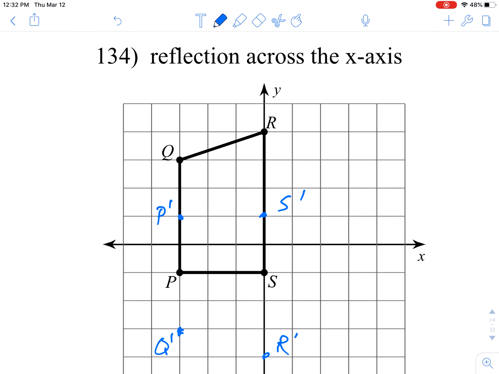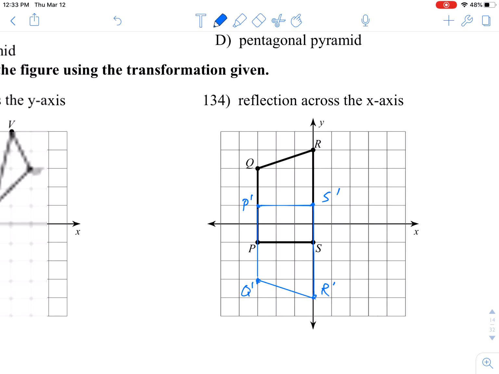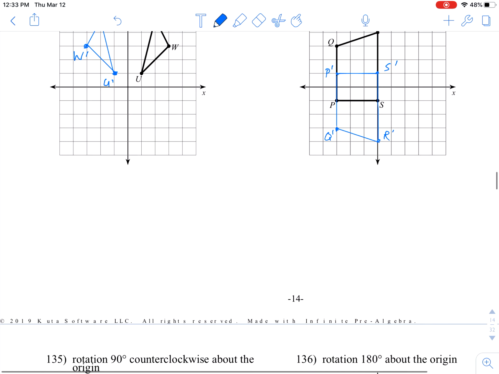And so make sure you reconnect your shape. And it should look like your shape just folded over that x-axis. So same shape, it's again congruent, same size as the shape before.